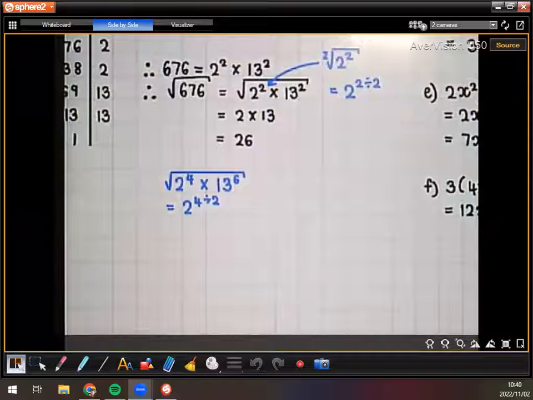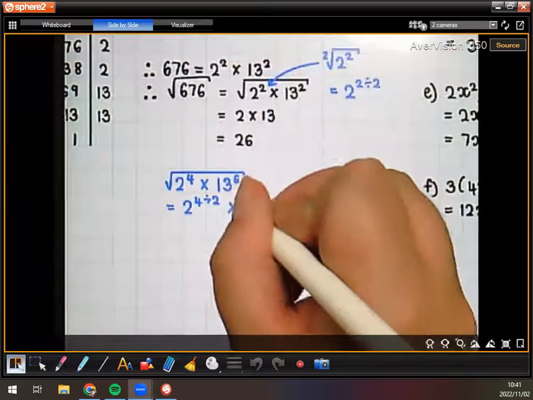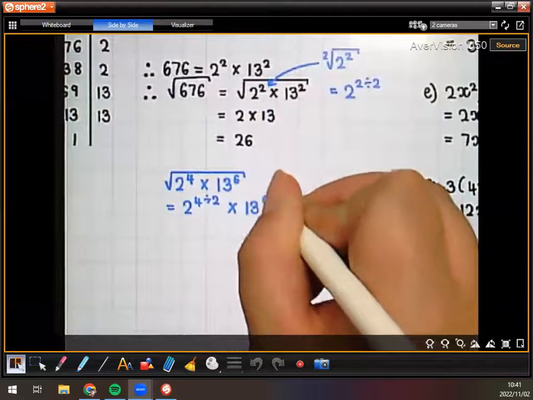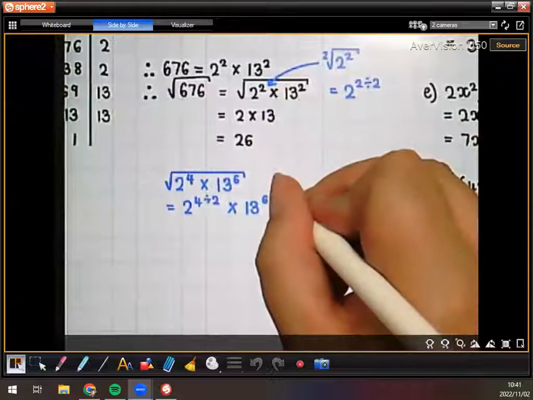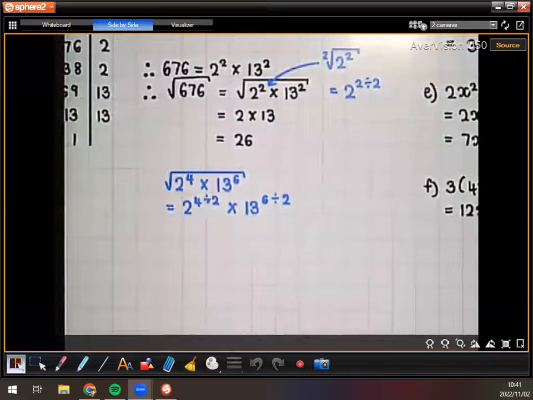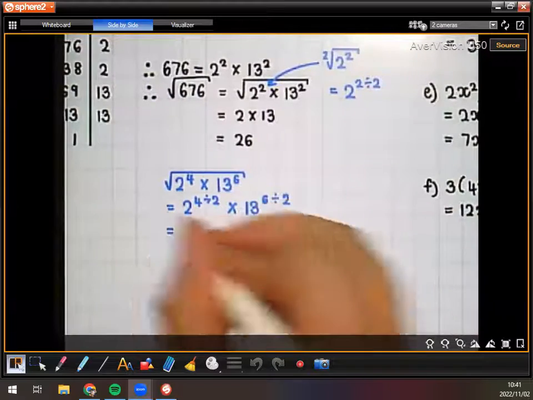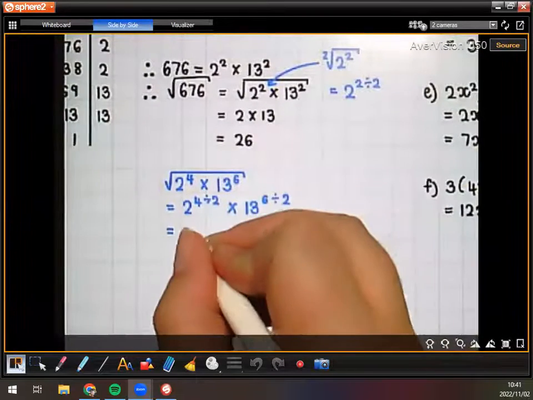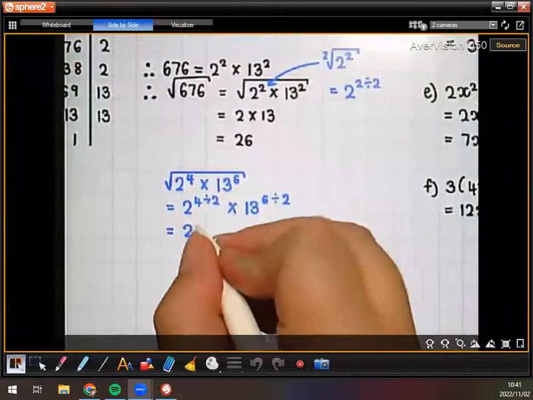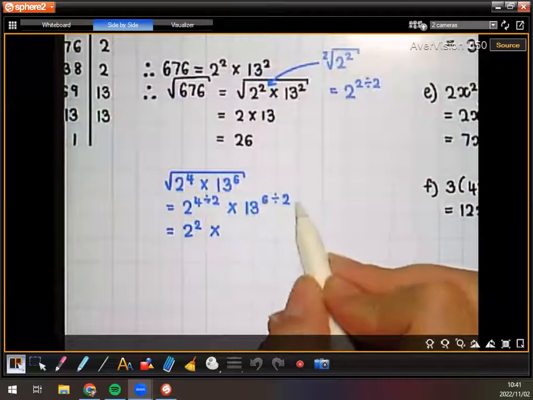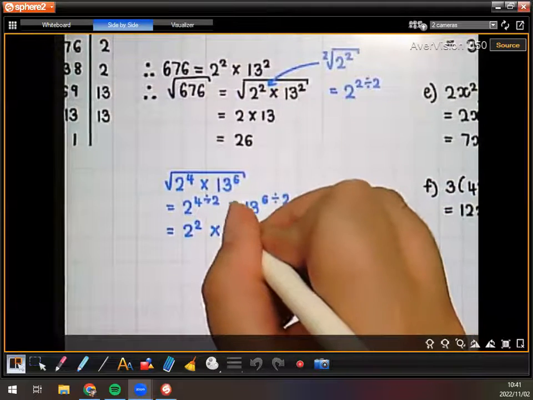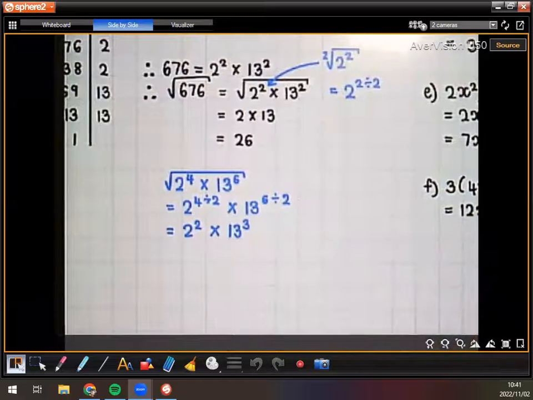You always take the exponent in the square root and you divide it by 2. Times 13 to the power of 6. That's the exponent. We now have to divide that by 2. All right, so what is 4 divided by 2 for that first one? 2. And if we have 13, what is 6 divided by 2? 3.